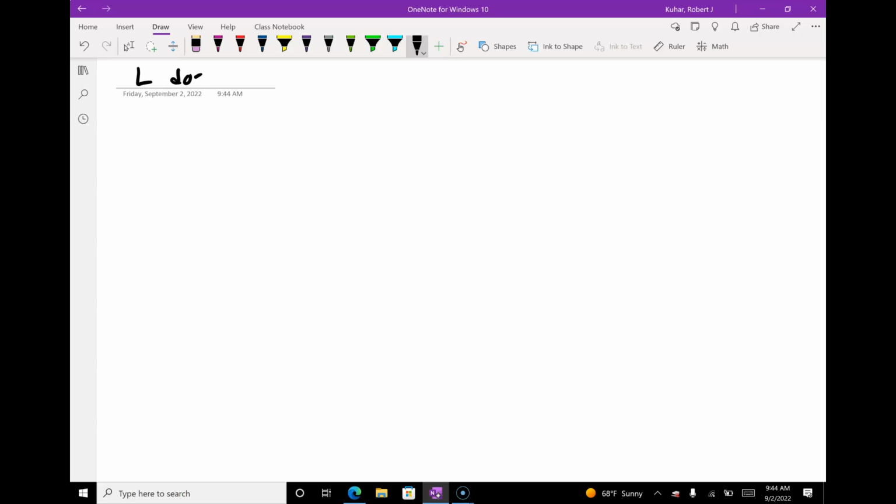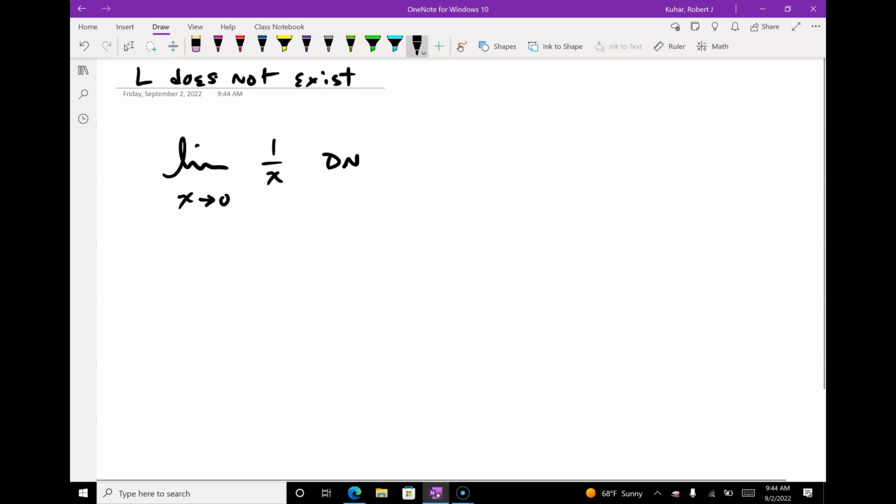So L does not exist. That's supposed to be an E. So like the limit as x goes to 0 of 1 over x does not exist. We don't say equals does not exist. The WebAssign has got a big mistake in that. When I say equals, it should be a number, okay? Or an equivalent fraction or function. When I say it does not exist, it means it's not a number at all, right?